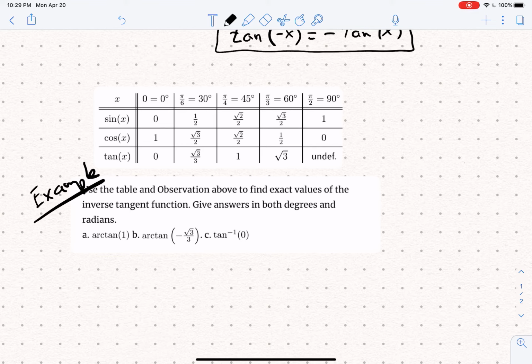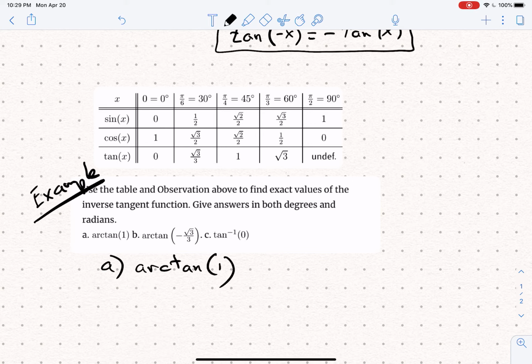It says find exact values. That means that we're not going to be using a calculator and getting decimals, but instead we're going to be using this table and a little bit of thinking in order to give us the exact values. So let's go ahead and do it. This example A is arctangent of 1.